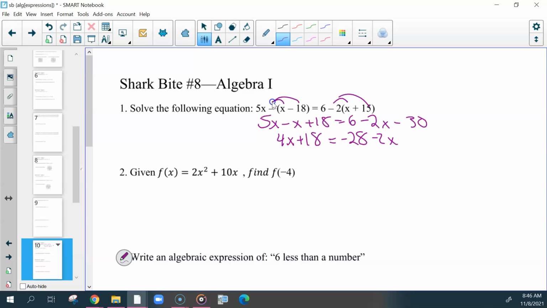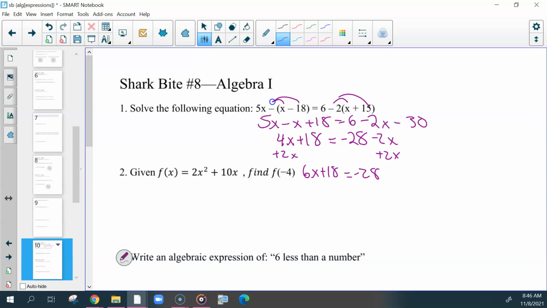And then from that point we can start moving things. What did someone move first? The 2. Okay. So by adding it, we have 6x plus 18 equals negative 28. If that is not the way you did that and you started some other way, that's fine.